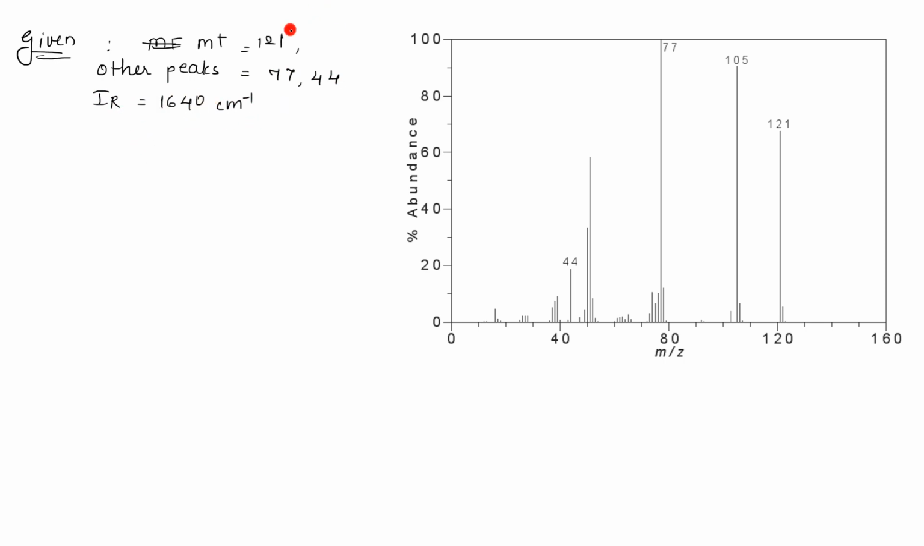Now, let's look at how to find out the formula. Start with the molecular ion peak. See, this is an odd value. In the nitrogen rule, we have seen that if it is an odd molecular weight, then it contains an odd number of nitrogen. So the first thing to fix is that it must contain nitrogen. It can be 1, it can be 3, anything. We'll find that out later.